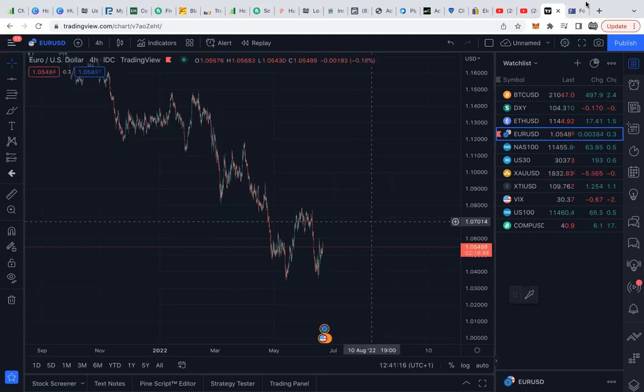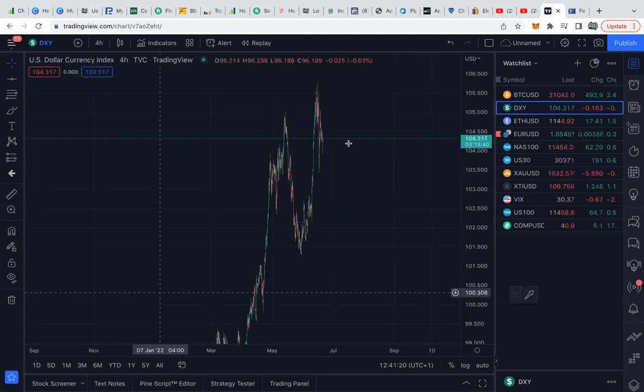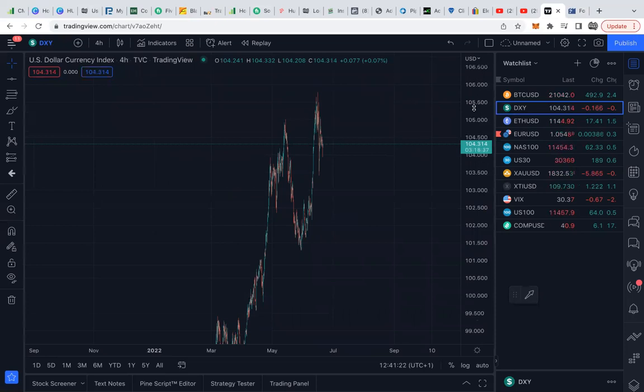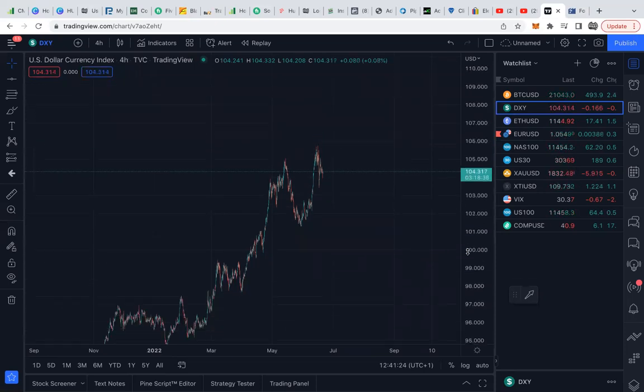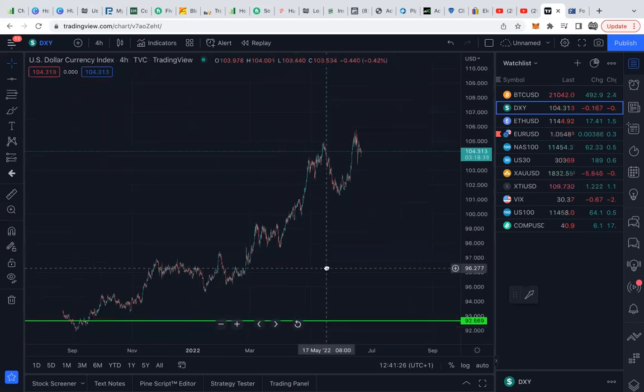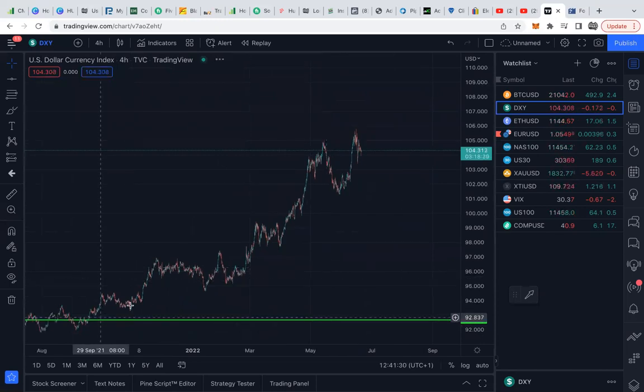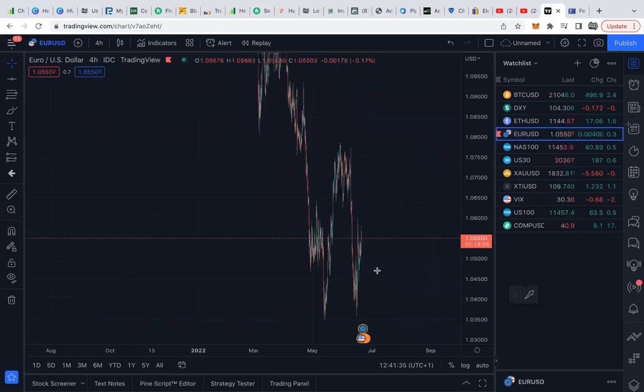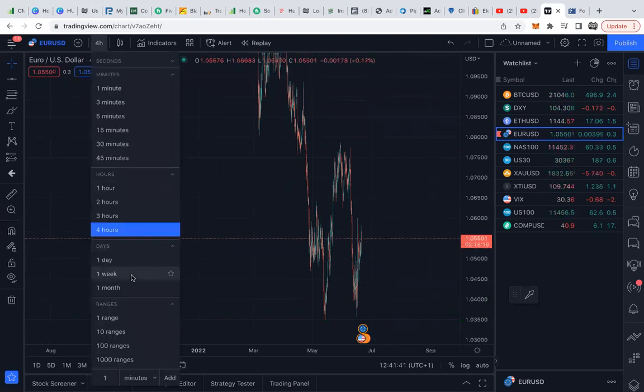Now, if the dollar index, if they continue printing money, which they do, and in order to slow down the rate of inflation, they have to continue printing more and more money. If that continues happening, this is going to ultimately bring Euro USD down to lows that we've never seen in a long time.